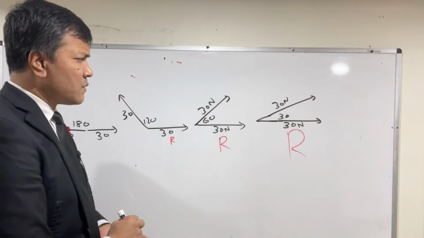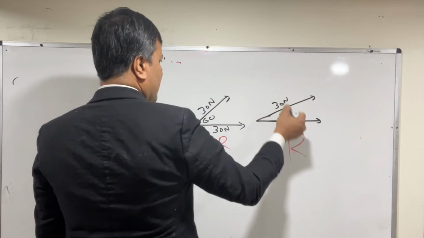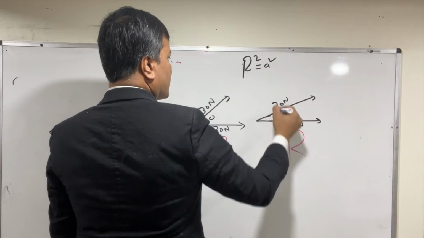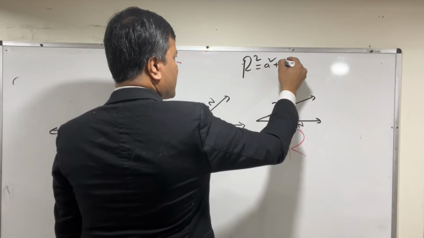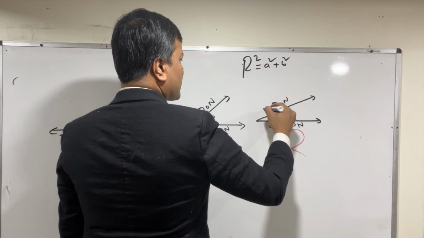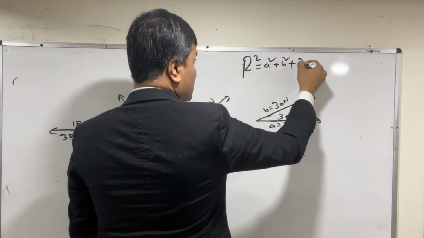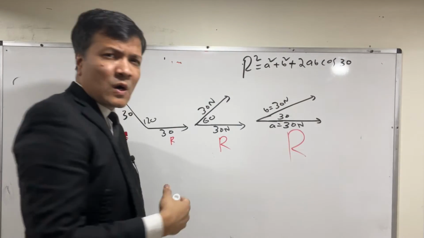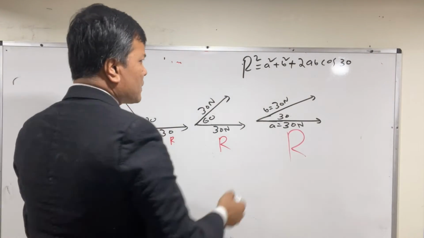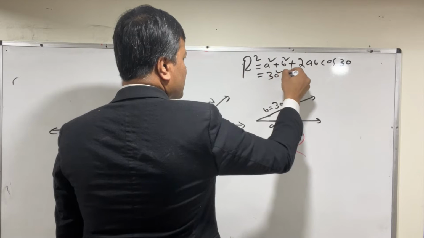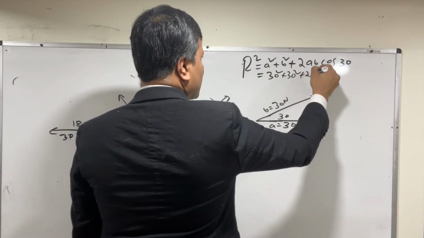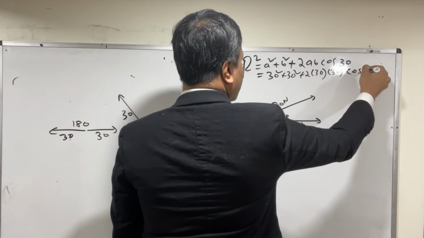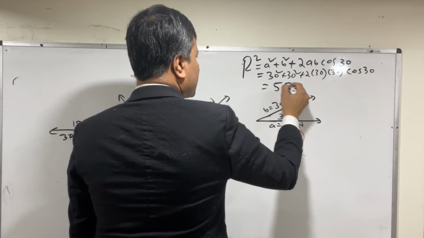But again, you can use the math. R squared is equal to A squared plus B squared plus 2AB cosine 30. This is called the law of parallelogram. So you have 30 squared plus 30 squared plus 2 times 30 times 30 cosine 30, and that's going to give you 58.